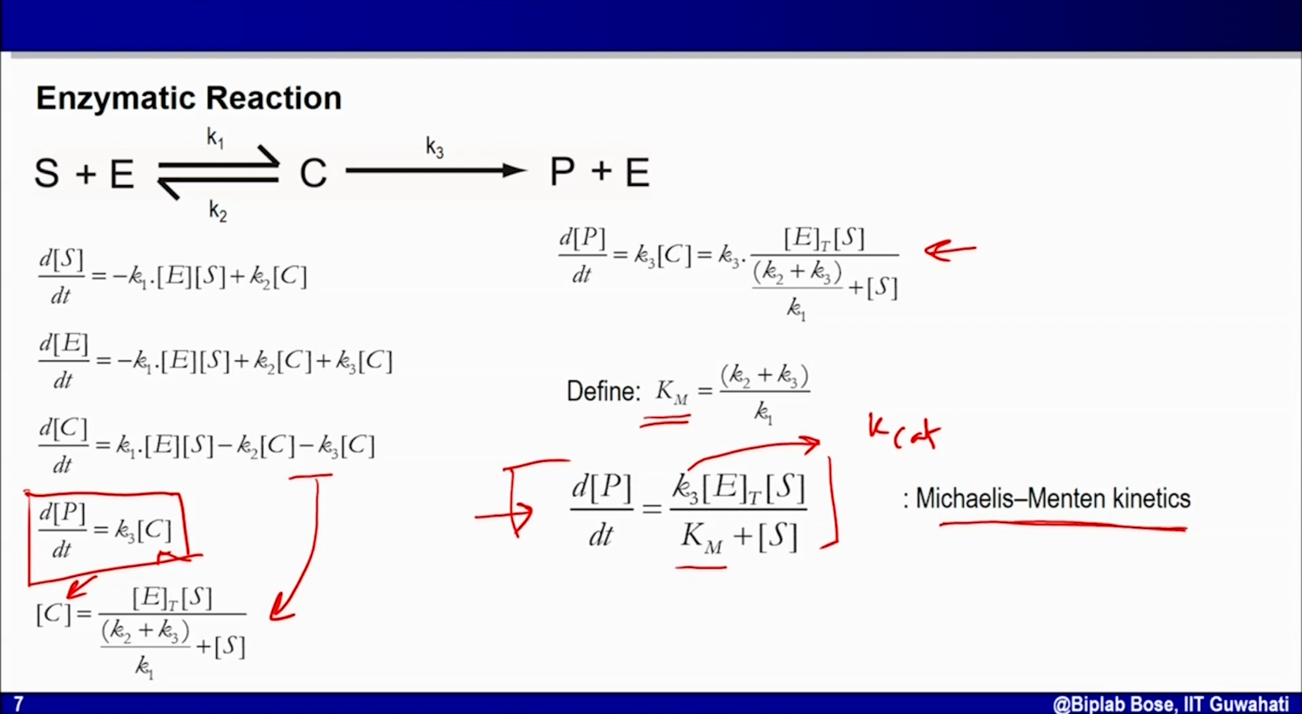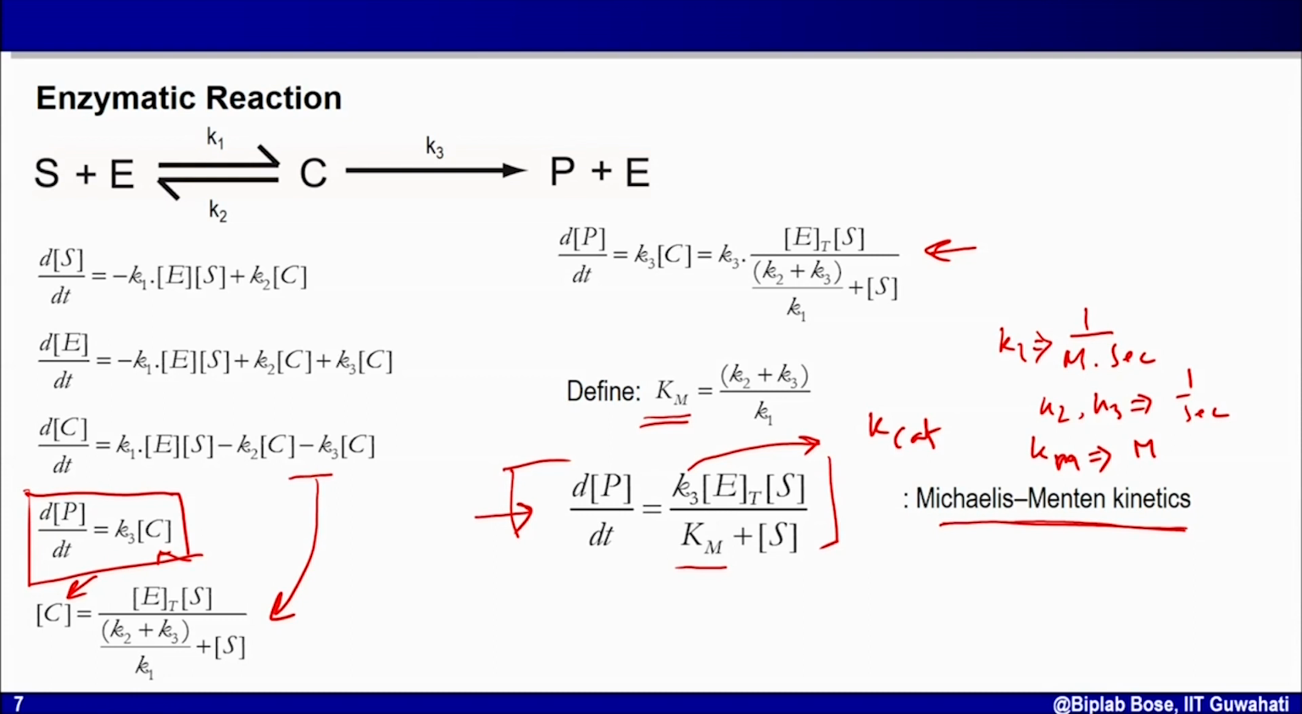You can easily see K1 has a unit of 1 by molar and second, whereas K2 and K3 have unit 1 by second. So Km, the Michaelis-Menten constant, has unit molar. And obviously you have in the denominator substrate in molar terms and Km also in molar terms, so you can sum them, because to sum two quantities their unit has to be the same. Now K3 is 1 by second, 1 by time.